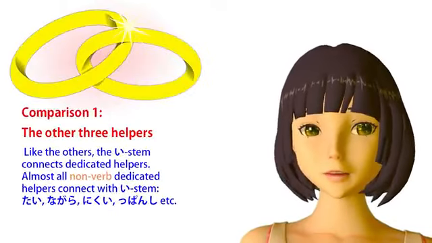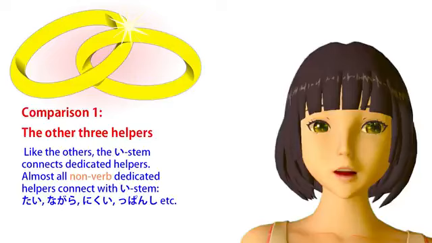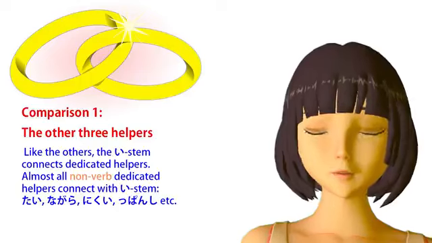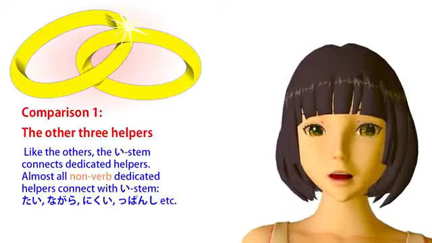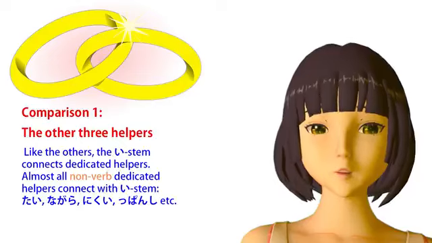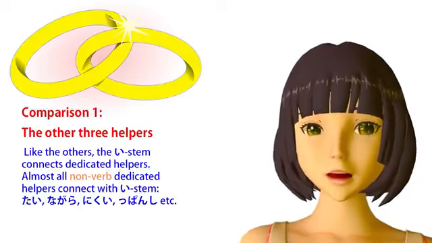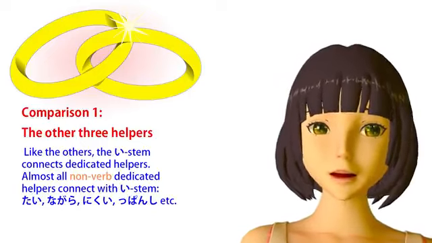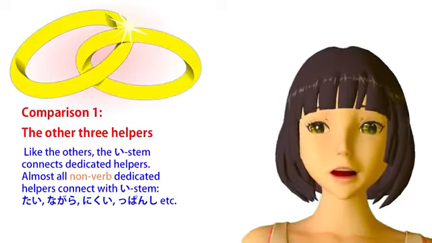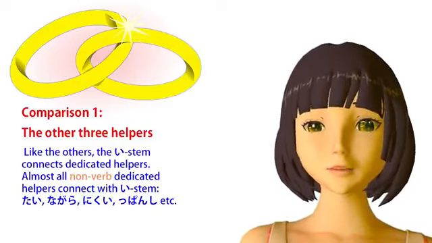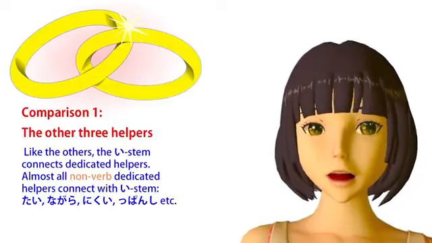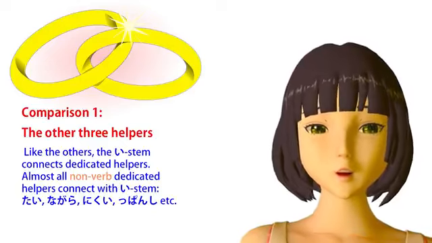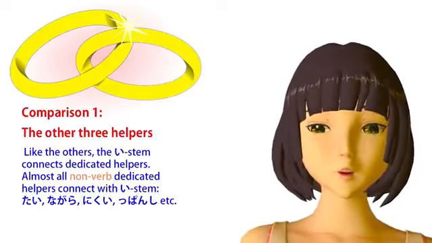So, the I stem, as we know, connects the helper verb imasu. It also connects a variety of what we may call dedicated helper nouns and helper adjectives. Generally, if we're going to attach a helper adjective or helper noun to a verb, we're going to attach it to the I stem. This isn't absolute, but it happens nearly all the time. As we know, the helper adjective nai attaches to the a stem, but that's unusual. So, we can attach a variety of helper adjectives to the I stem.